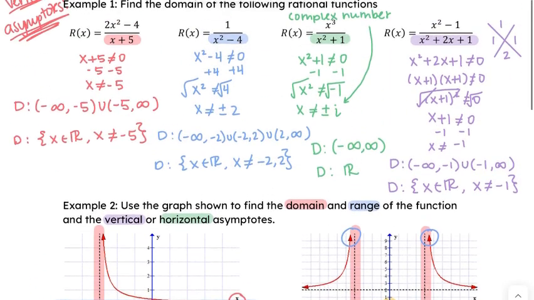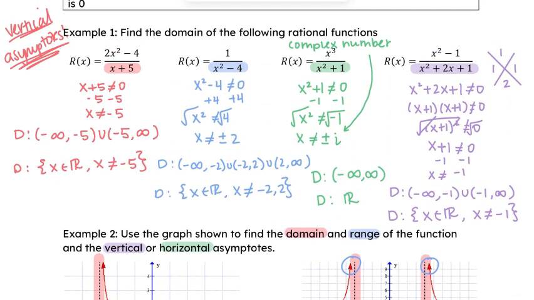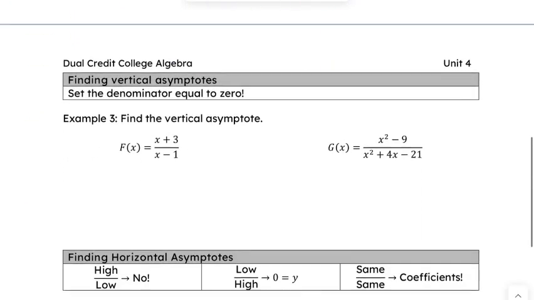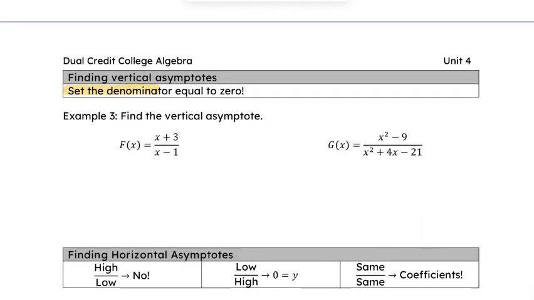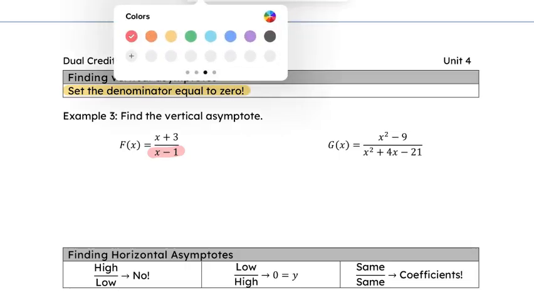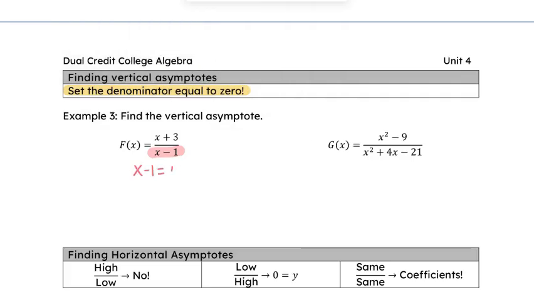And luckily, you already know how to find your vertical asymptotes because it's finding the domain restrictions that we've been doing since Unit 1. So that's what example 3 is. Finding vertical asymptotes is just setting the denominator equal to 0. For my first one, my denominator is x minus 1. So this time, instead of saying x minus 1 can't equal 0, I'm actually looking for where it does equal 0. So I'm just going to say x minus 1 equals 0. I'm going to add 1 to both sides, so x equals 1 would be my vertical asymptote.